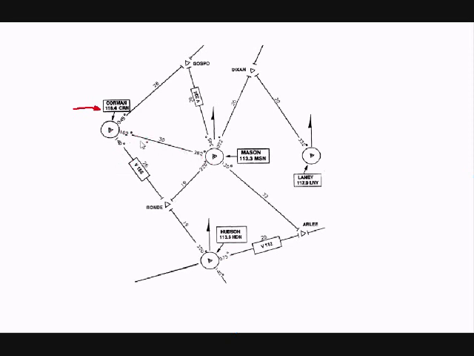We also see that these stations are connected to one another by lines known as vectors, and each vector corresponds to a particular heading. For example, this vector corresponds to a heading of 102 degrees. So, this being said, if we want to go from one VOR station to the next, so let's say from A to B, we need to do two things.